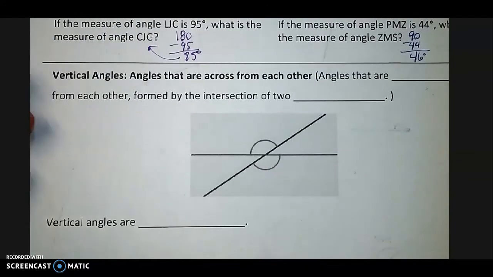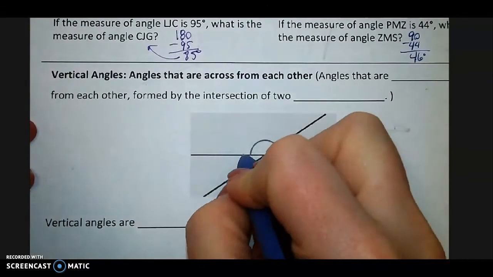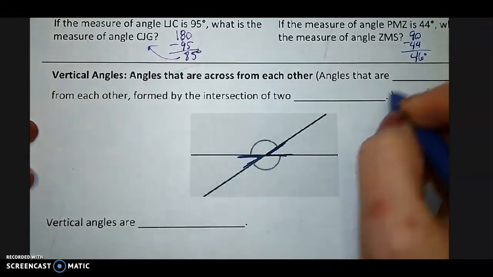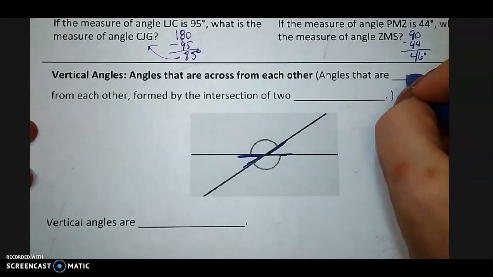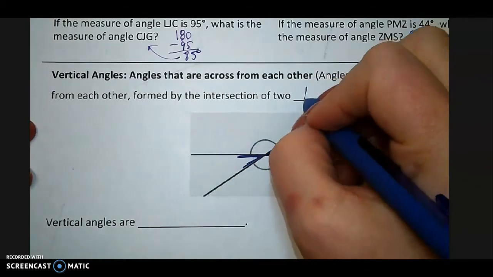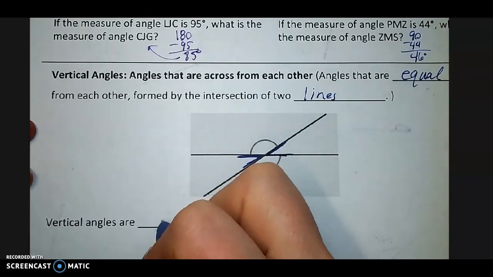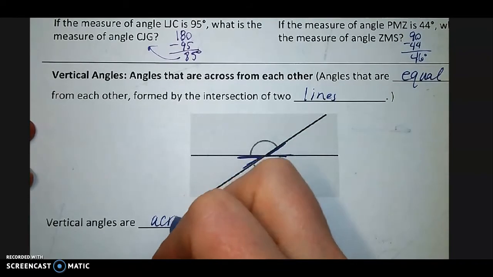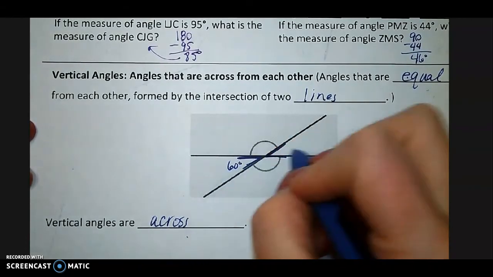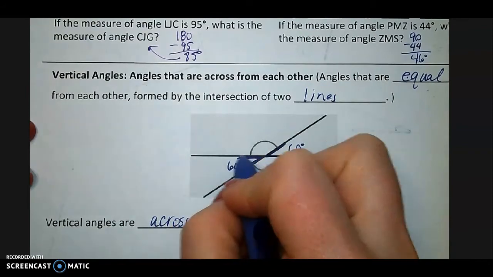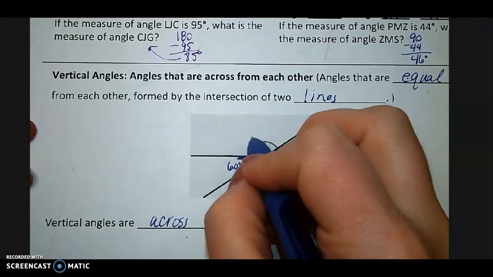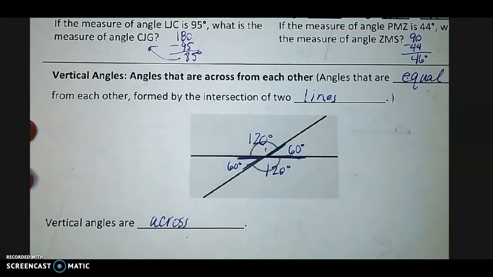Other types of angles that you might see are vertical angles, and vertical angles are directly across from each other, and I always think of it like they're pointing at each other. And vertical angles are angles that are equal to each other, and they're formed by the intersection of two lines, and they are across from each other. Those are kind of interchangeable. They're going to be equal to each other. So like if this one's 60 degrees, this one's 60 degrees. Now this is a straight line, which means that this must be 120 degrees. These are also vertical, which means that this is also 120 degrees.